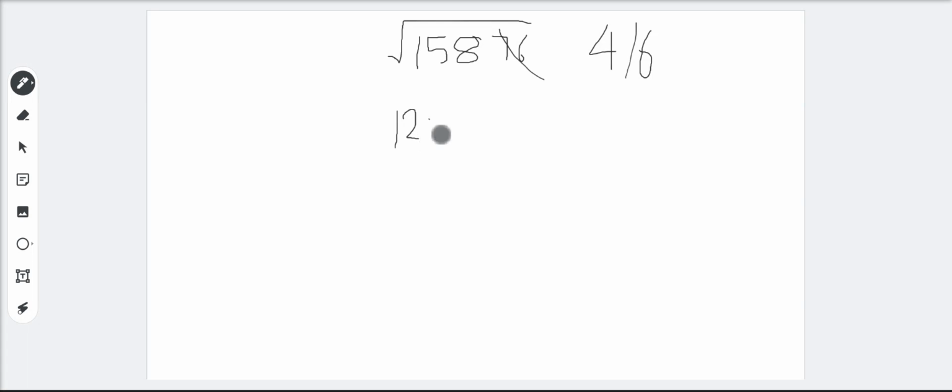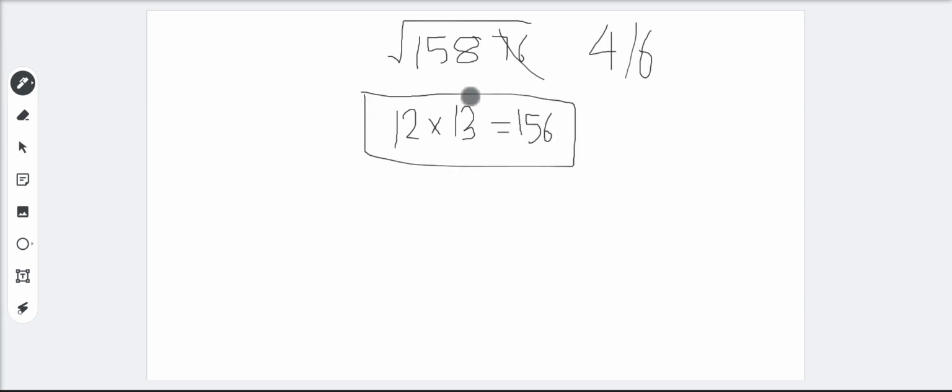Now what is 12 into 13? 12 into 13 is 156. Now 156 this time is smaller than the number we have not cancelled out. So now we take the bigger number from these two. So we get 126.